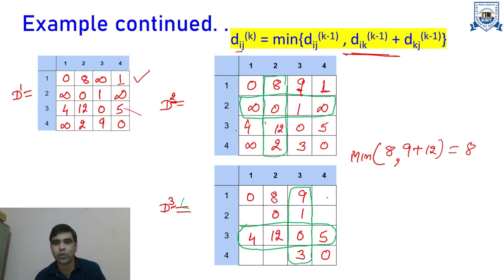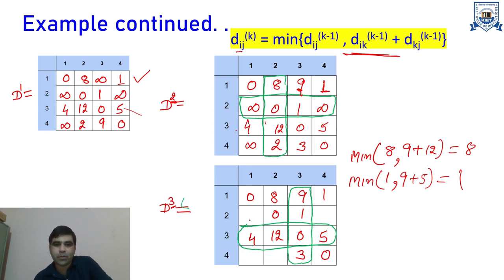Similarly, for this value, first we have to find between 1 to 4. Between 1 to 4, the direct path has cost 1. Then from 1 to 4, we now have to look at the indirect path. Go 1 to 3 first. 1 to 3 you have 9, and from 3 to 4 you have 5. So it is 9 plus 5. The minimum of these two is 1. So this will also not be updated. Okay. You got my point?